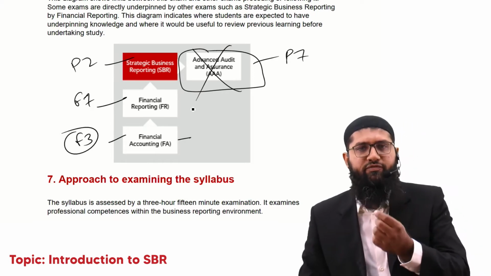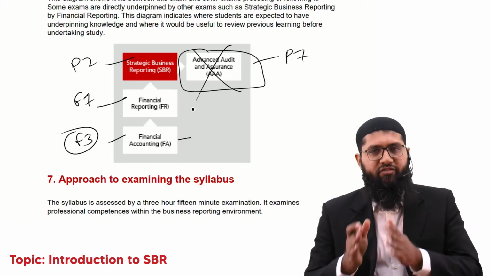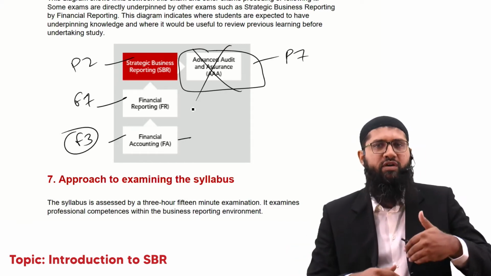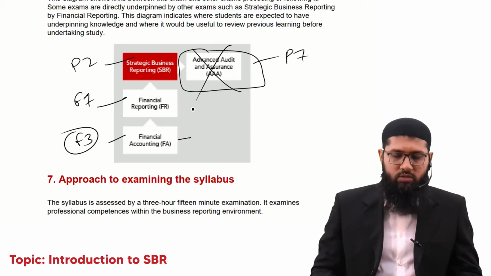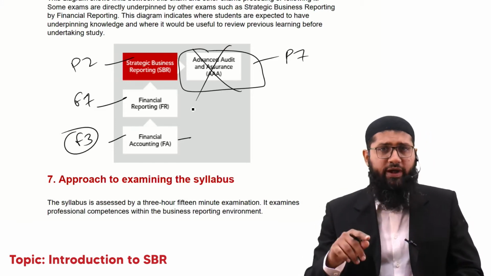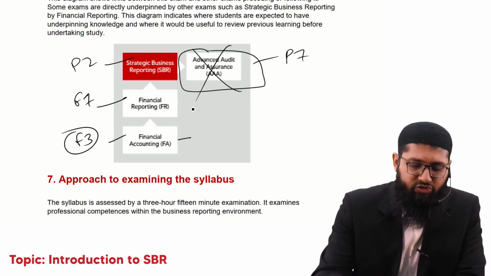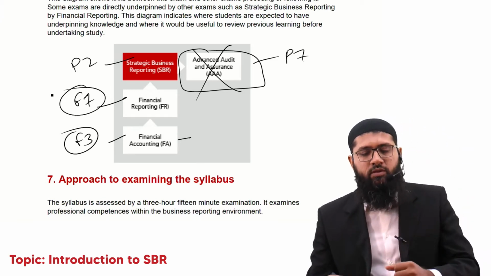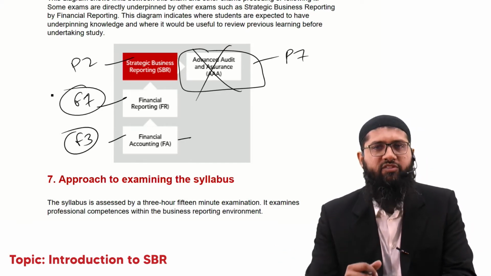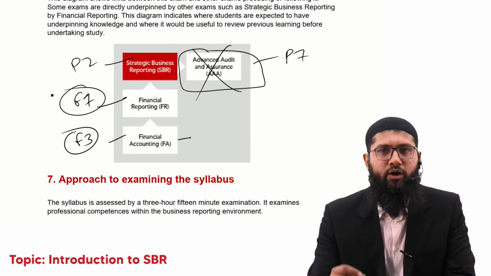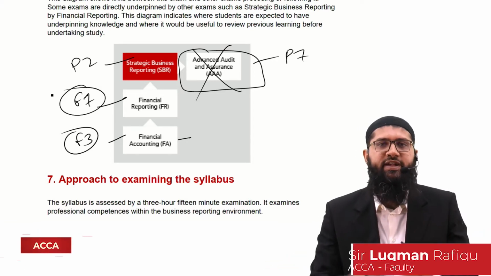But I could just give you a brief guidance for those of you who wish to appear in the AAA paper. It is recommended that you attempt AAA after you have studied SBR, or you attempt AAA along with SBR. You should not attempt AAA before doing SBR. Anyways, coming back to it, a very important aspect is this F7. This happens with a lot of us. The moment we come out of the examination hall, I repeat, the moment we come out of the examination hall, the first thing that happens is that we forget everything that we had studied for the exam.